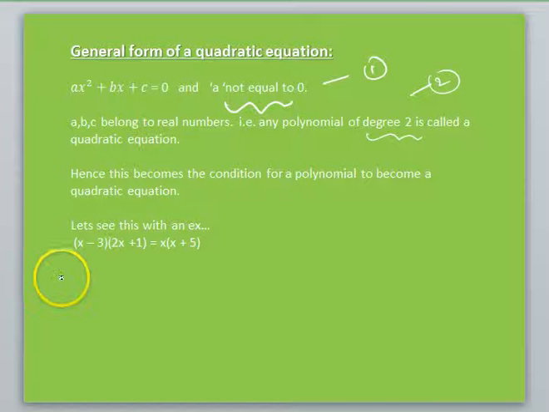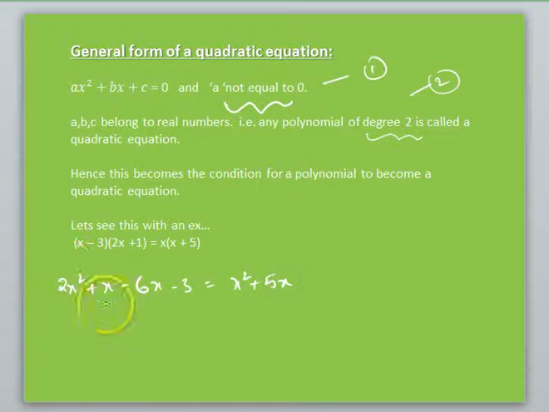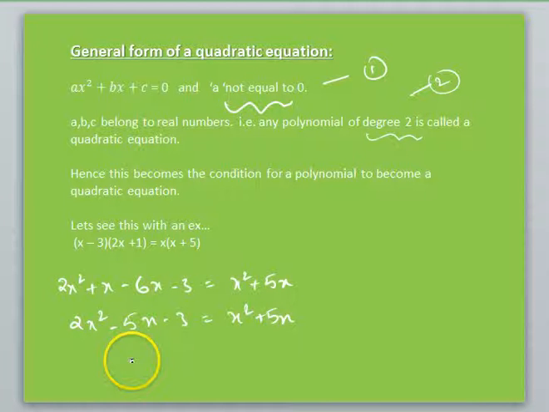On the evaluation of both the sides, we get 2x squared plus x minus 6x minus 3 is equal to x squared plus 5x. On solving this, we get 2x squared minus 5x minus 3 is equal to x squared plus 5x. Bringing x squared to the other side, I am left with x squared, minus 10x minus 3 is equal to 0.